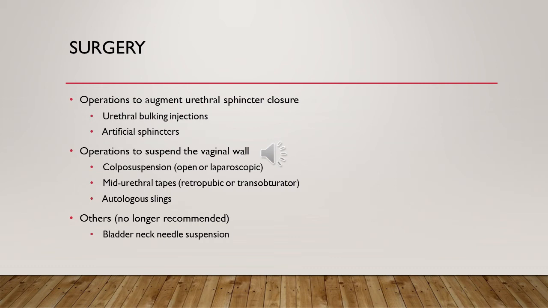which was known as TVT or TOT. However, currently under the new regulations, there is a ban on mesh use, and this ban is now almost 1.5 years old due to the high incidence of mesh erosion that was found. Another option is the autologous sling, in which we use the rectus sheath as a sling to support the vaginal wall. Another one which is no longer recommended is bladder neck needle suspension.